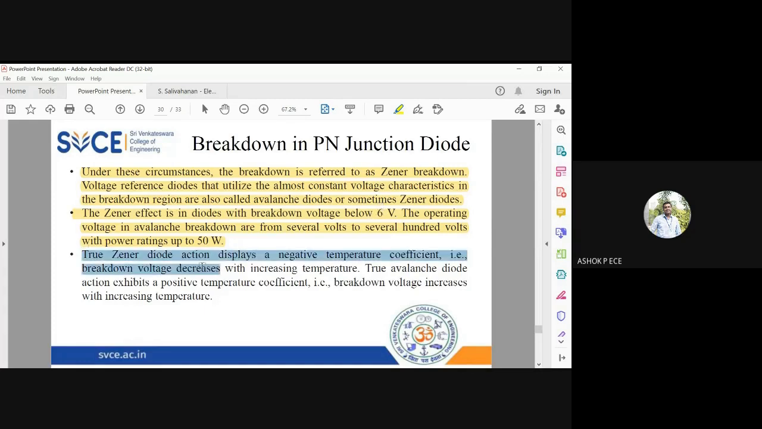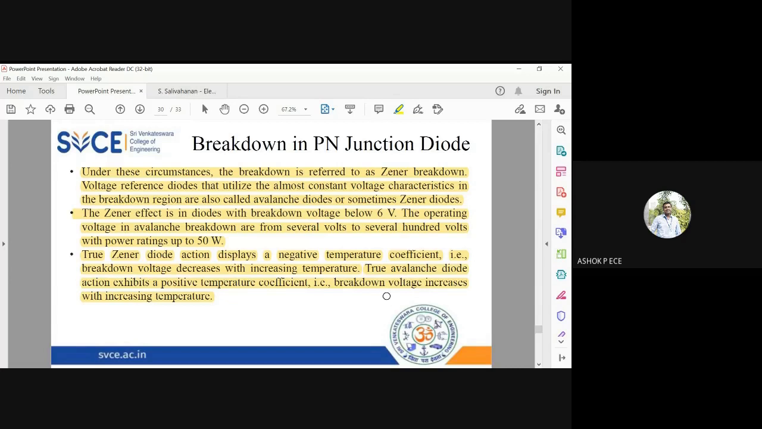And Zener diodes display a negative temperature coefficient. Negative temperature coefficient means as the temperature increases, the breakdown voltage decreases. So when you operate the diode at a very high temperature, the breakdown voltage will go from 6 to 5, 4, 3, 2. It will keep on reducing. That is an advantage for me because with less voltage, I can produce a huge amount of current in reverse bias. But avalanche action has a positive temperature coefficient.